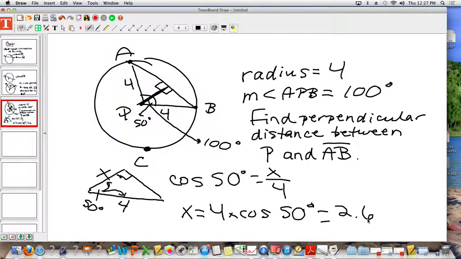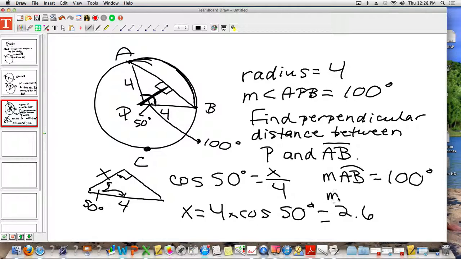What about this? I'm going to backtrack a little bit here. What is the measure of arc AB? 100 degrees. How do you know it's 100 degrees? Because it's the same as the inside angle, called the central angle. Arc AB, this arc right here, is the same as its central angle. So if we know that that's 100 degrees, we know that arc AB is also equal to 100 degrees.